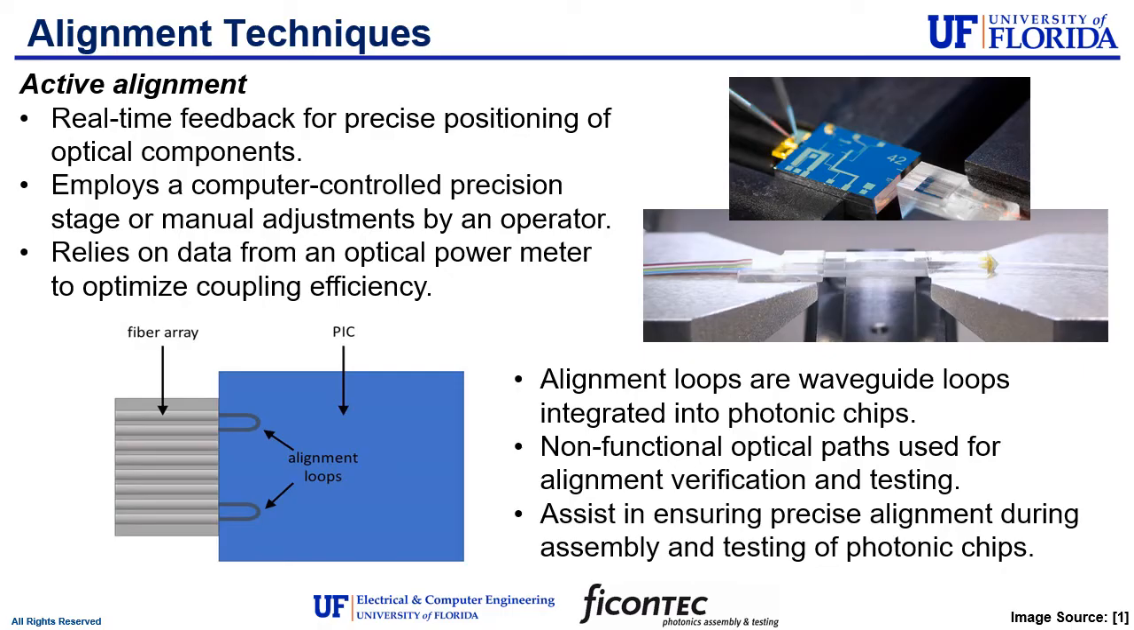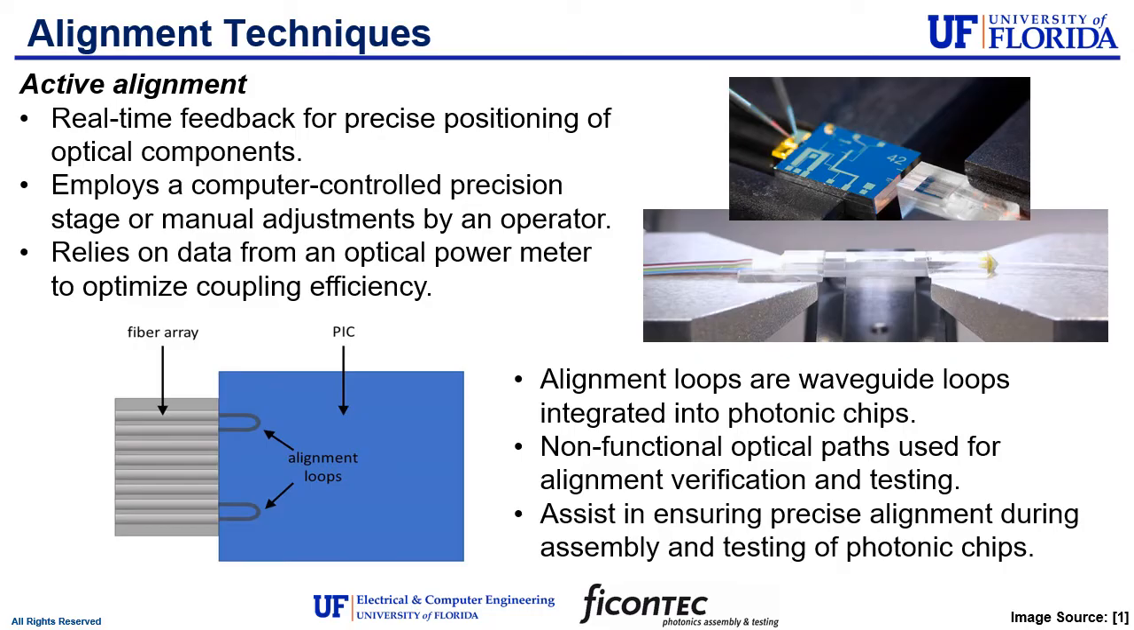Now, these alignment paths are not functional, so they do end up taking valuable space and can add cost. However, they eliminate the need for probes, which generally require more cost and effort to incorporate into a manufacturing line. Alignment loops are just one technique used to evaluate alignment, but they can be especially useful because they provide real-time feedback for precise alignment assembly and testing for PICs.